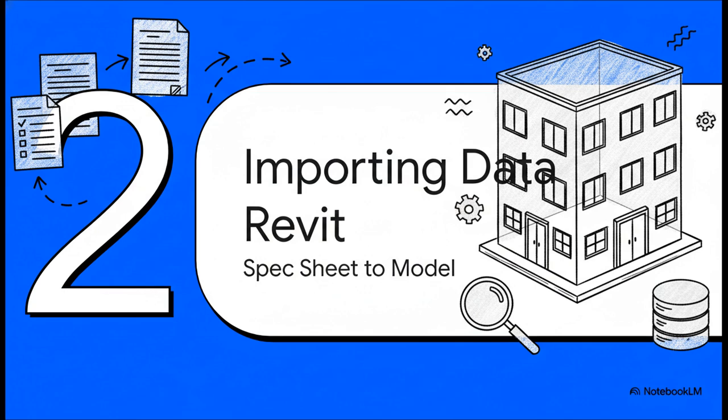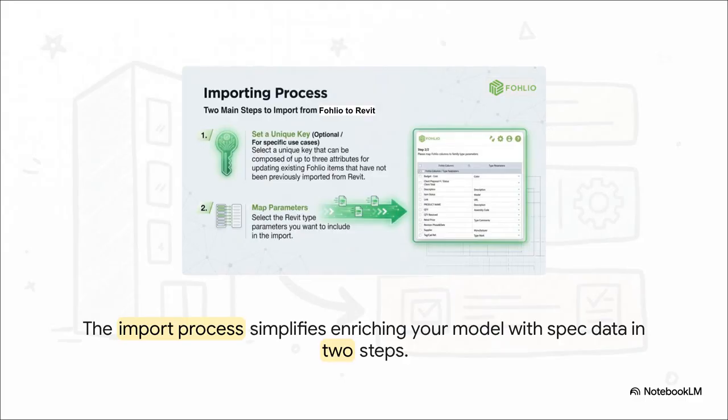Okay, now let's flip that entire workflow on its head. What if your detailed spec sheet is the real starting point? This is where you pull all that rich information from Fohlio directly into your Revit model. And get this, the process is even more direct. It's really all about mapping, just connecting the data in your Fohlio spec sheet to the right parameters inside your Revit families. You're basically enriching your model in just a couple of clicks.